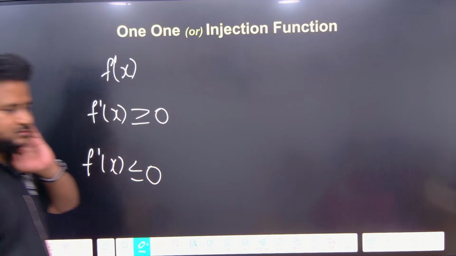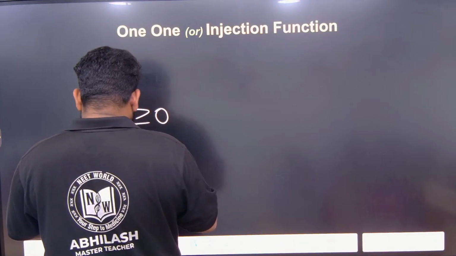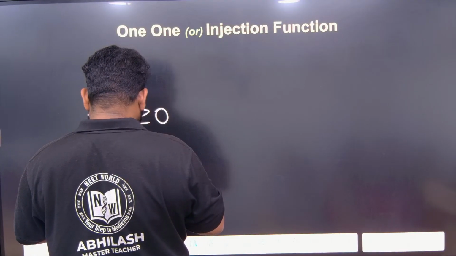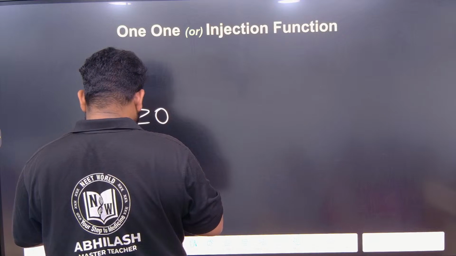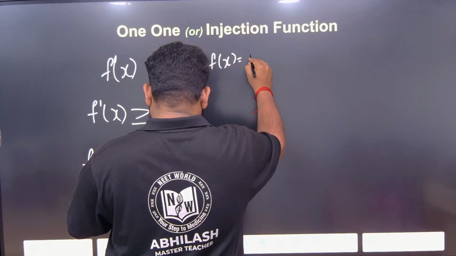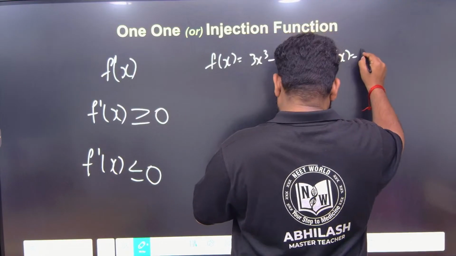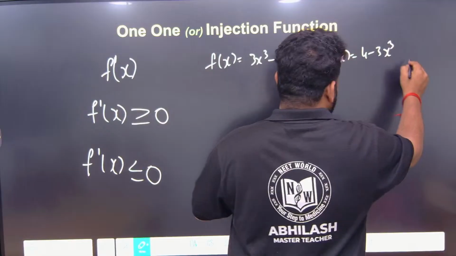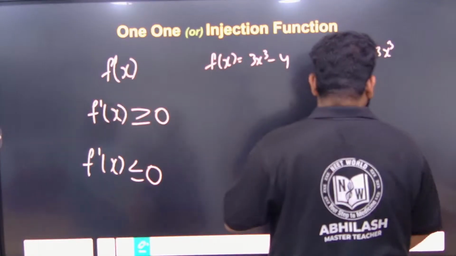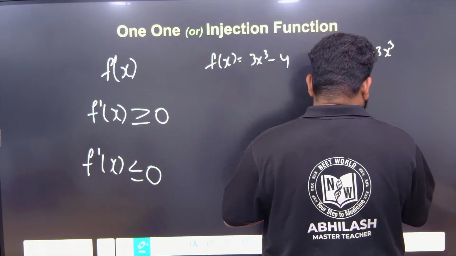Suppose I give some examples, then you will understand. Say f of x is 3x cube minus 4, next f of x is equal to 4 minus 3x cube, next f of x I will write as 3x square minus 4x plus 1.